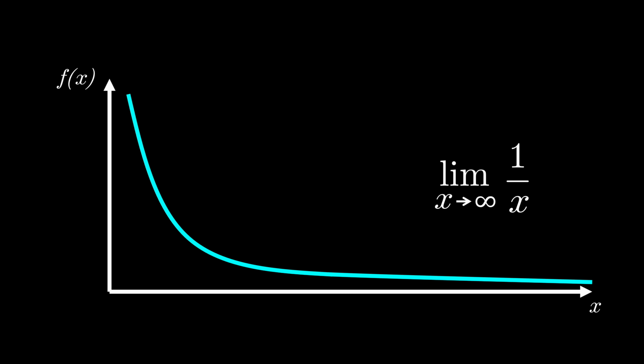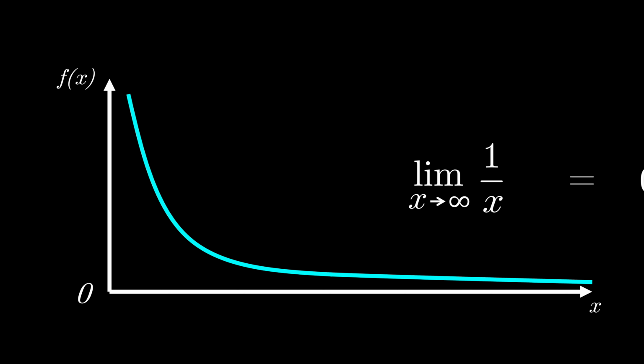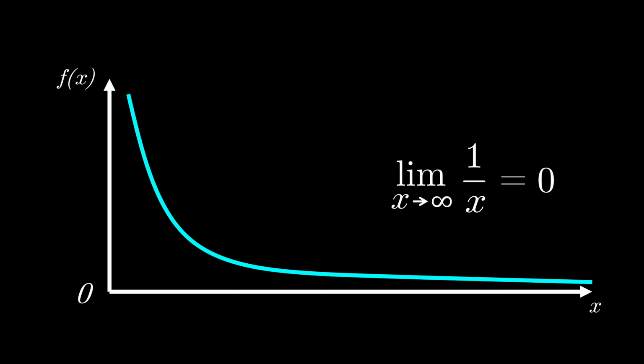Infinity is not a number we can substitute into a function, yet we can still ask, what value does f of x approach as x grows without bound? For our example, as the denominator gets bigger and bigger, the fraction squeezes ever closer to zero. We say the limit of f of x as x approaches infinity is 0.